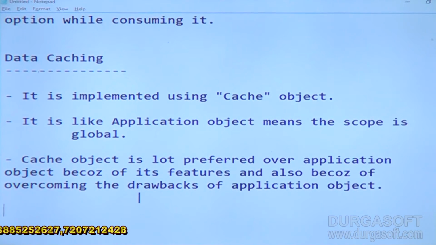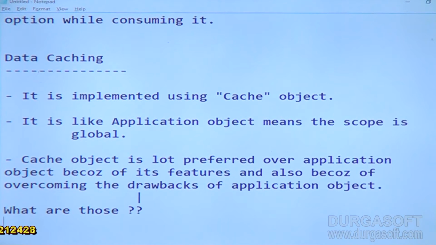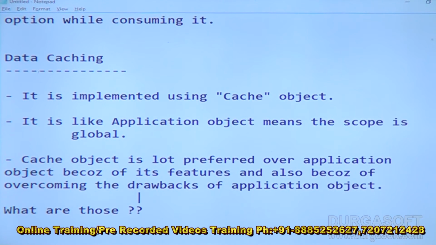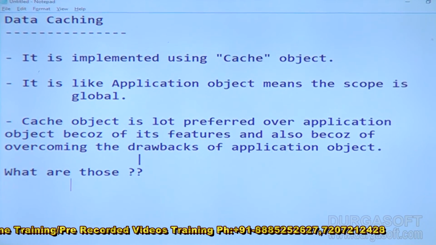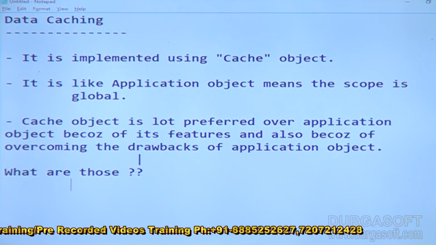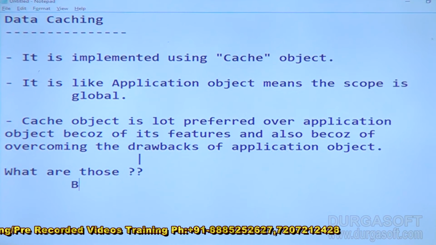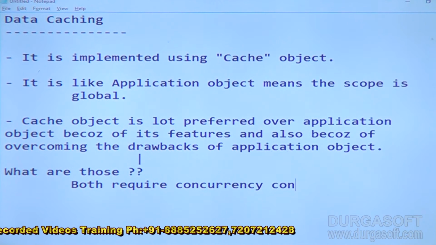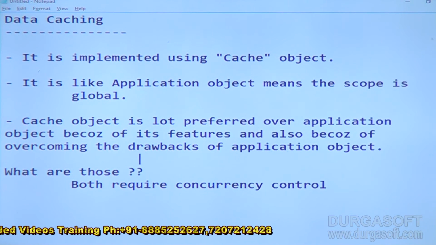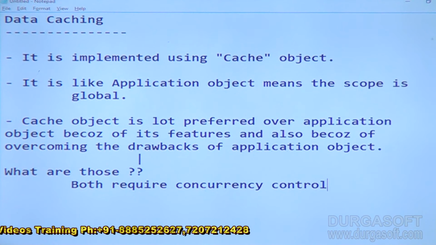What are those drawbacks? What are those features? Let me say it like this. Both of them are accessible to all. So both require concurrency control. I need your support here. Concurrency control means what? Both require concurrency control.